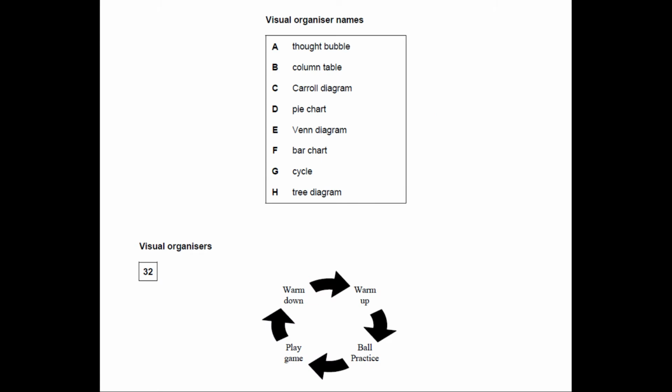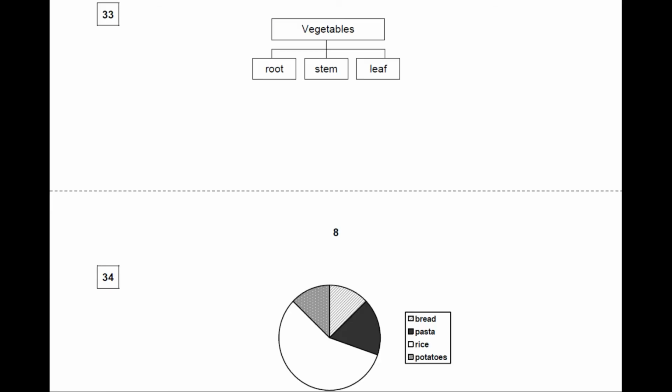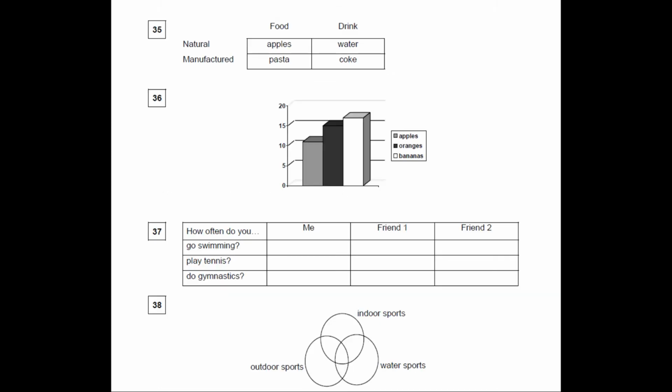In the next group of questions, we're going to look at the names of several visual organizers. One of them is an extra. Let's look at number 32. It's a cycle. 33. Tree diagram. 34. Pie chart. 35. Carroll diagram. 36. Bar chart. 37. Column table. 38. Venn diagram.